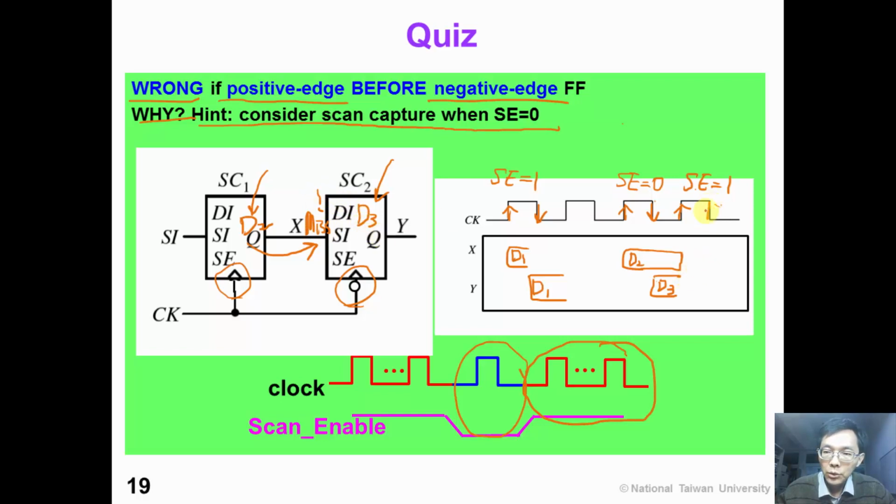At the falling edge of the clock, we would shift in a new data. So we would miss 1 bit. This is a wrong scan operation. This is why we do not allow a positive edge trigger flip-flop before a negative edge trigger flip-flop. Have you got it correctly?